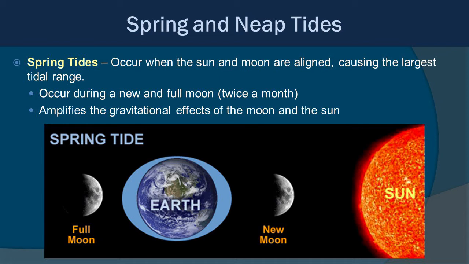And if you look at the diagram here, you'll see that the full moon and the new moon, whichever one we're looking at, and the earth and the sun are all in one straight line. This amplifies the gravitational effect of the moon and the sun. Essentially, they're both pulling in the same direction. So your high tides are going to be higher and your low tides are going to be lower.